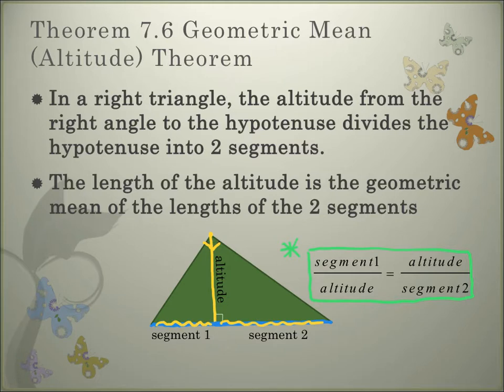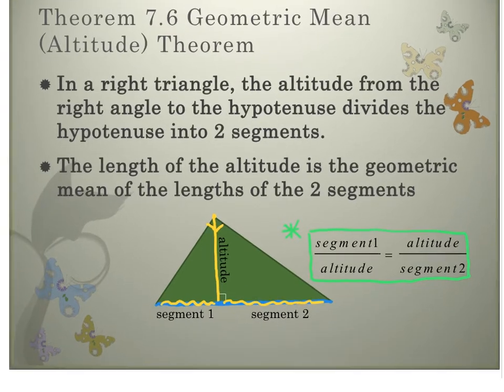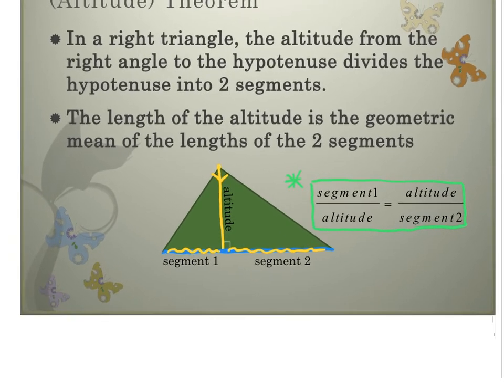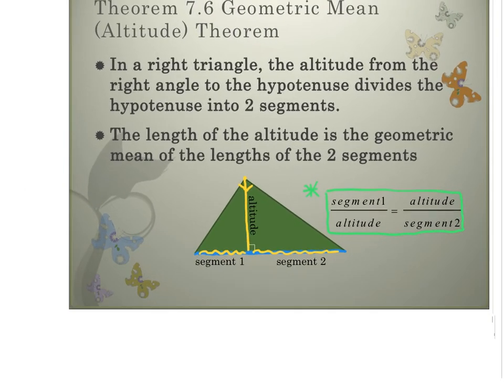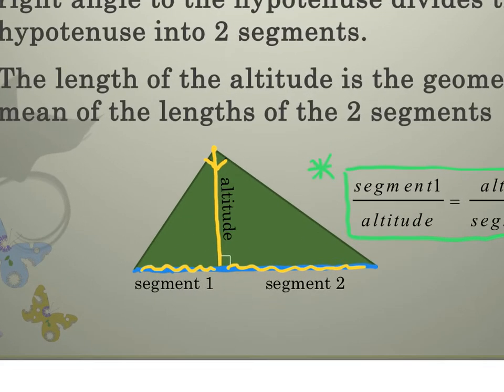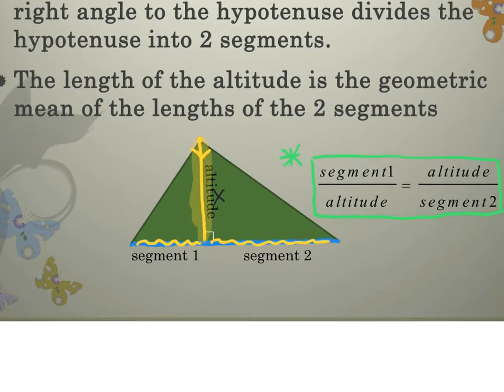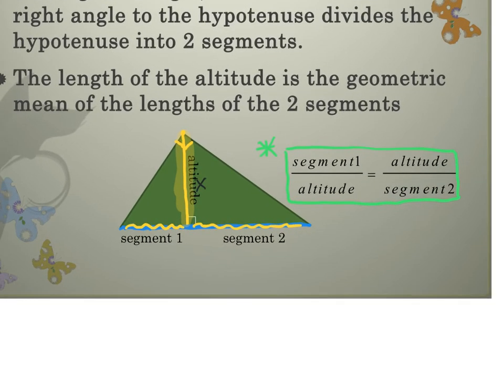The length of the altitude is the geometric mean of the lengths of the two segments. And all it means is that if you want to know what the length of the altitude is, let's say I want to know how long this is right here. What is x? If I want to know x, the height of that altitude, all I need to do is take the geometric mean of the two segments. So I'm going to take this segment, and I'm going to take the geometric mean of that.